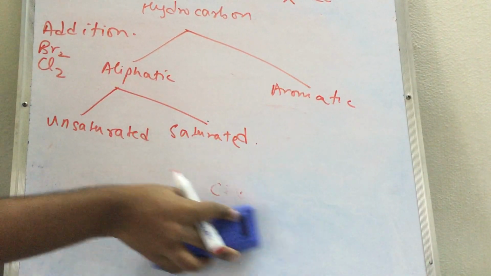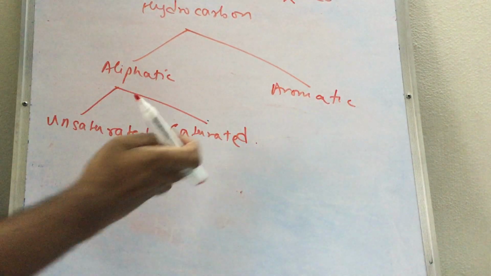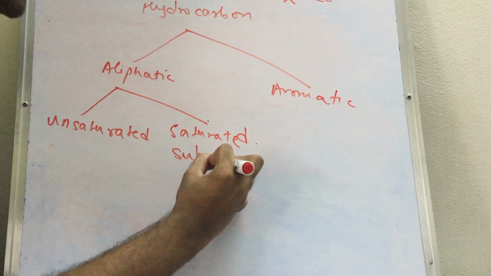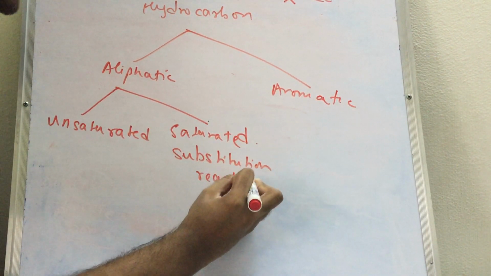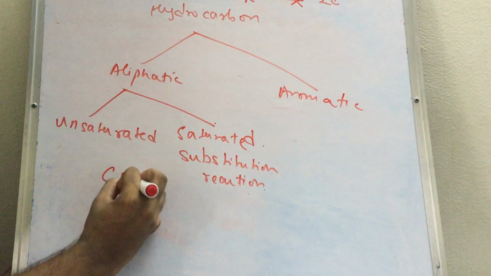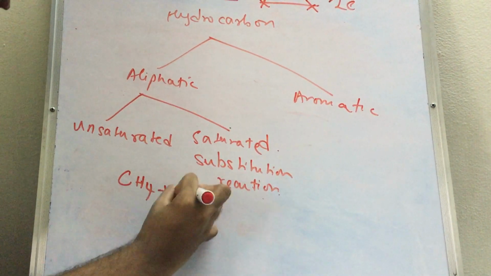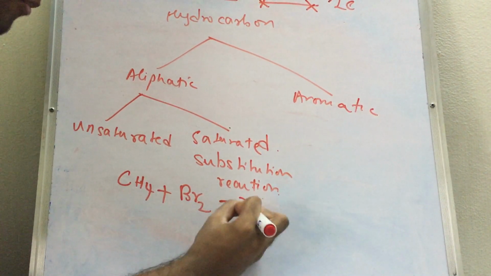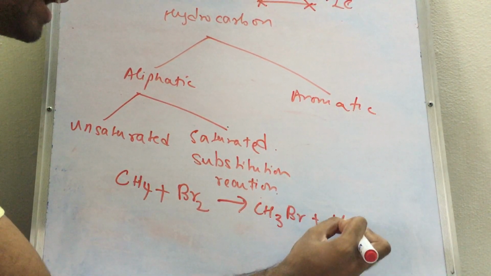Normally in such saturated compounds, addition reaction is not possible. Here you follow one more type of reaction known as substitution reaction. So let me write one reaction so that you will understand. For example, you have CH4, which is the most common alkane, a saturated carbon, and then you add Br2. The compound that you get is CH3Br plus HBr.